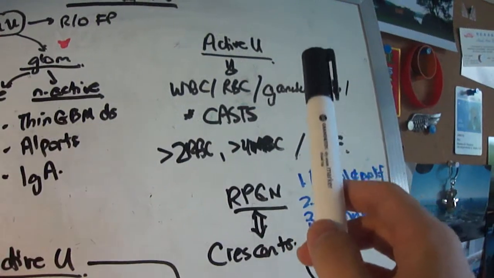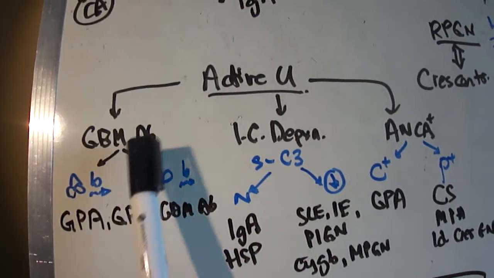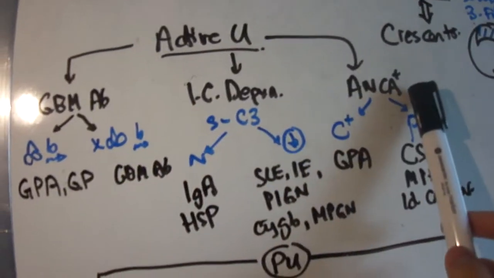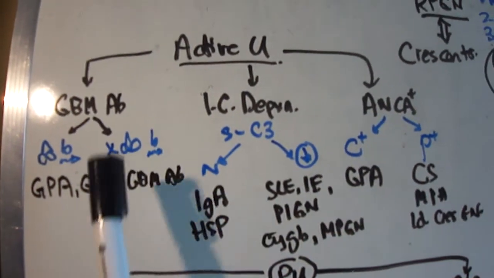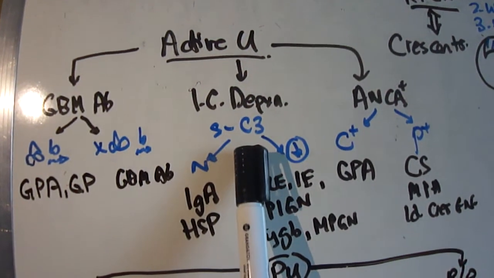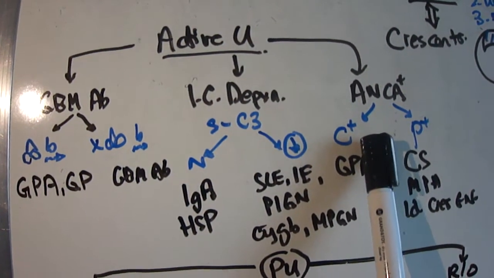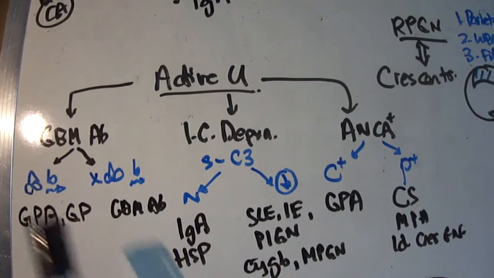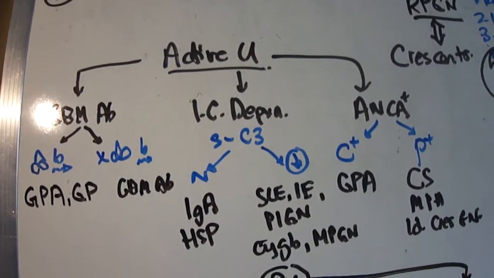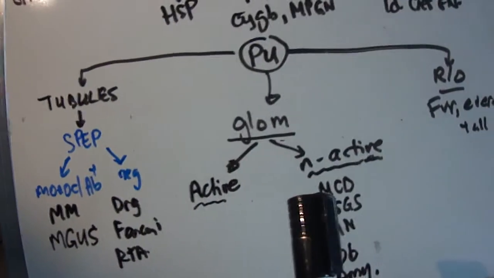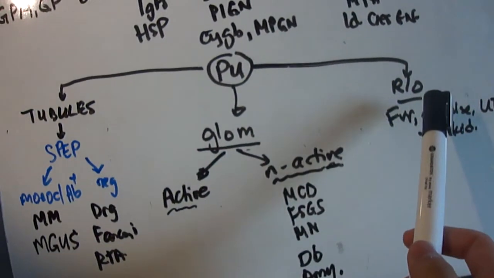When you have active urine, you need to figure out what is causing it. And so it can be coming from antibodies to the basement membrane, it could be deposition of immune complexes, or it could be an ANCA vasculitis. And the way to do that, look at whether or not there's pulmonary hemorrhage. Look at the serum complement levels, and then assess for C-ANCA and P-ANCA positivity. That way, you figure out what your active urine pathophysiology is. Once you know the active urine scheme, you can move on to the proteinuria scheme, where you're going to rule out certain things.